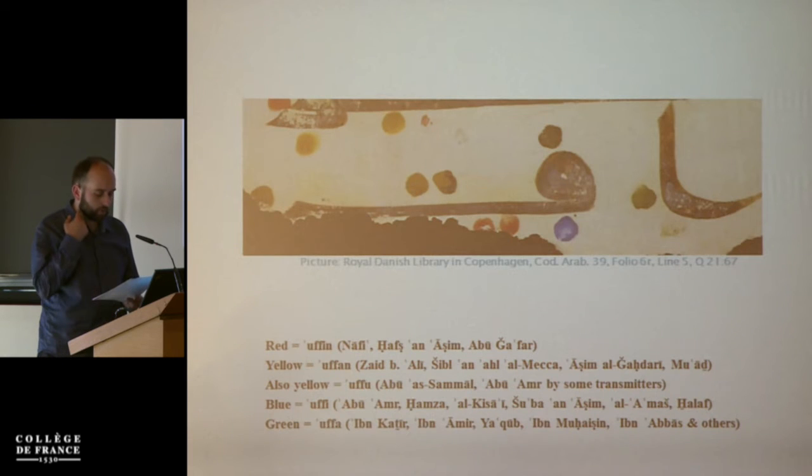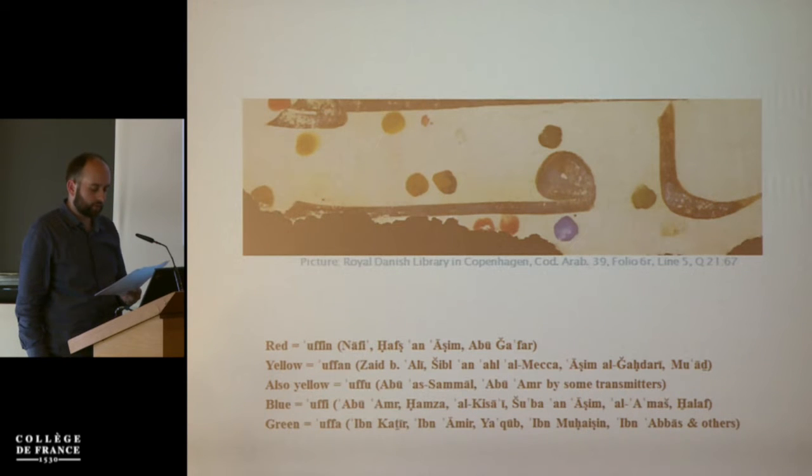I would like to show an example on the word uffin in the manuscript Codex Arab 39 from the Royal Library in Copenhagen, Denmark, folio 6 recto, line 5, surah 21, verse 67. In this example, we have 4 colors used to express 5 readings.